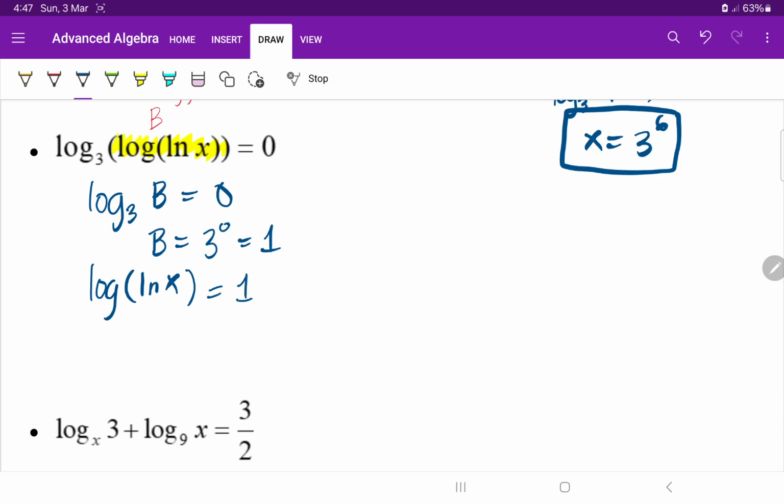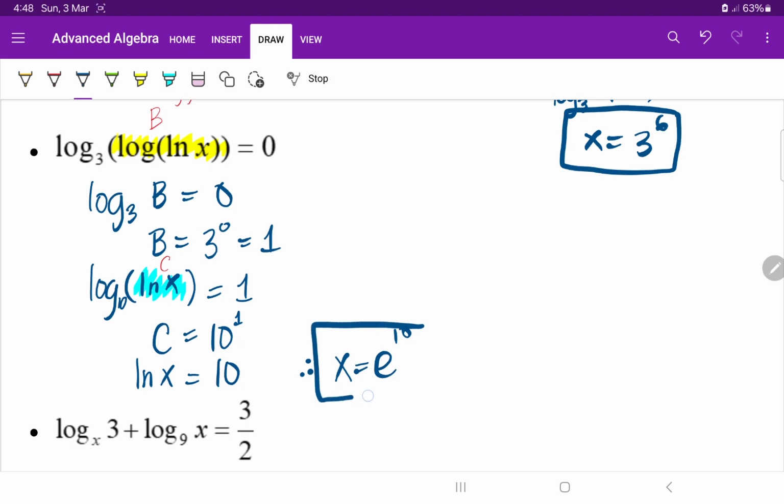Okay? So let's treat naman itong ln x as, let's say, the variable c. Okay? Such that masosolve natin kung ano si c. So c is equal to 10 raised to 1. Okay? But what is c again? c is ln x. So ln x is equal to 10. Therefore, x is e raised to 10.